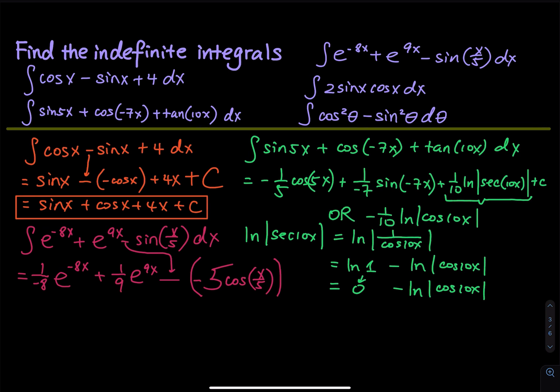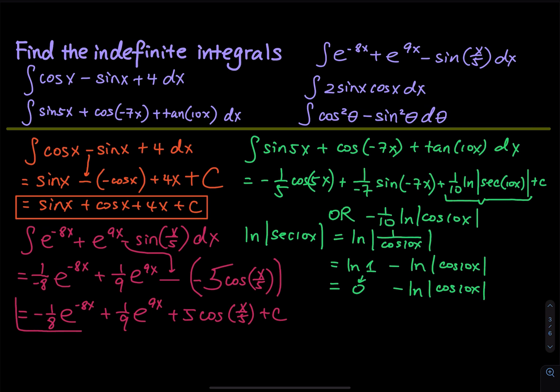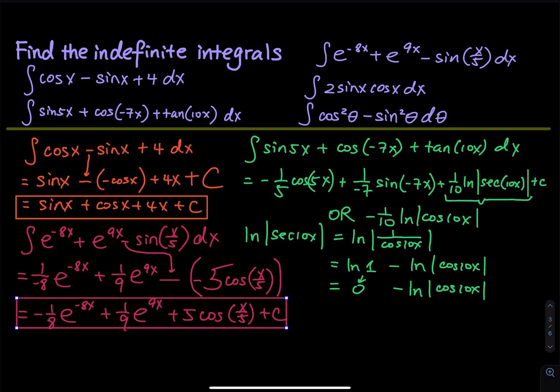And then what else? I think that's it. So all you have to do is clean this up. So you have negative 1 over 8 e to the negative 8x plus 1 over 9 e to the 9x, and then plus 5 cosine of x divided by 5, and then plus c. This will just take a little bit of practice to get used to.